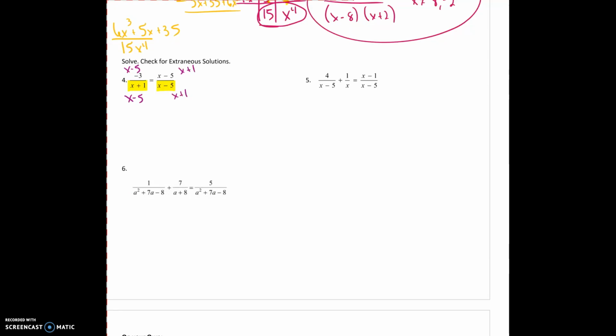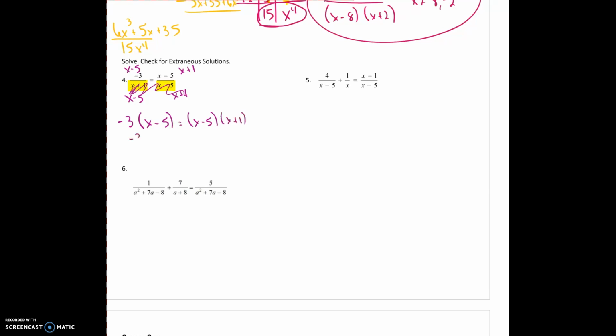So the denominator's done. Now, since we're solving, I've pointed this out, this is like the situation where if I have 3 to the 2x equals 3 to the x plus 5, if the bases are the same, I can ignore them, and then the exponents are my problem. Well, here, if the denominators are the same, I can ignore those, and then the numerators become my problem. So I'm just going to erase this part, because I don't need it anymore. And the numerator is my problem. So negative 3 with x minus 5, and over here, x minus 5 with x plus 1.